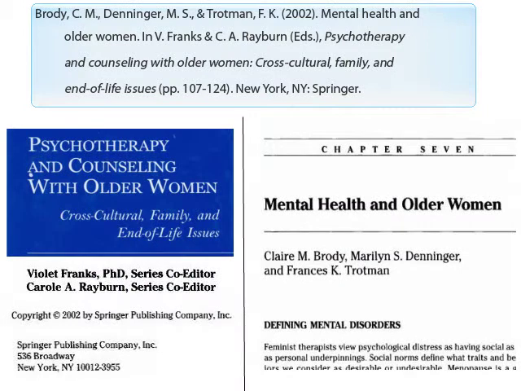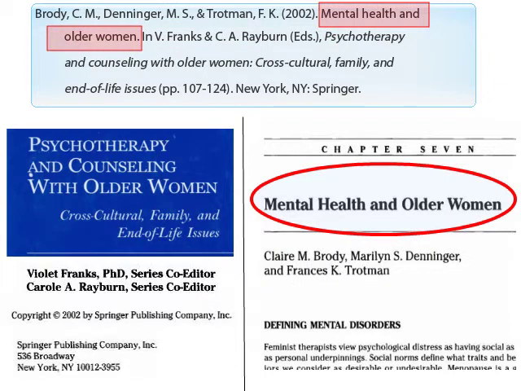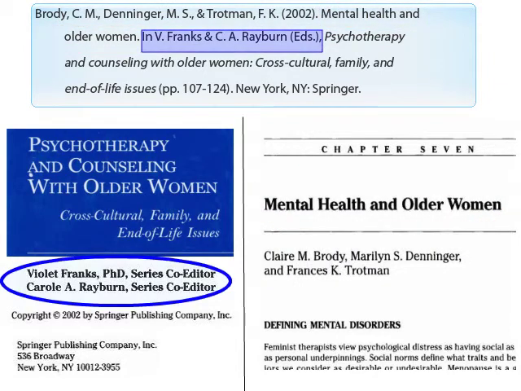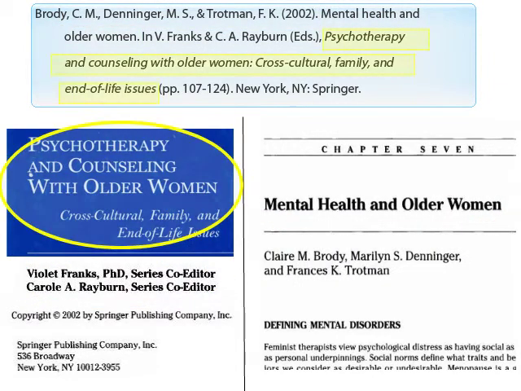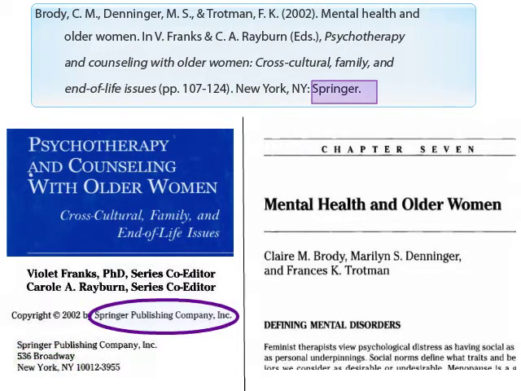In this example, notice where the citation information came from. Authors and title of the book chapter can be found on the chapter page. The editors of the book and the title of the book can usually be found on the front cover, and publication information can be found within the first few inside pages.